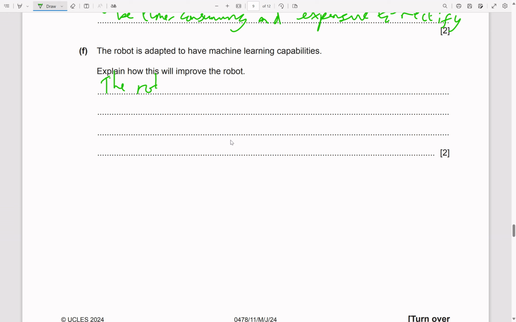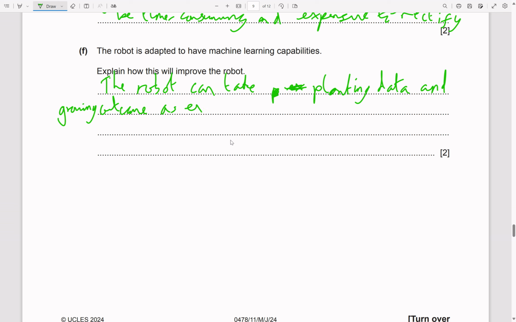Let's say the robot can take the planting data and growing outcome as experiences slash data to learn from. Hence the next planting time.